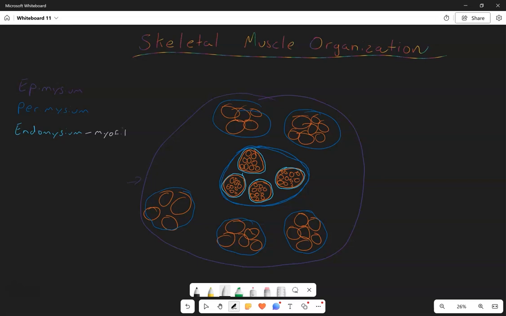Your endomysium surrounds a myofiber, your perimysium surrounds a fascicle, and the epimysium surrounds the entire muscle. So you have three layers of connective tissue, and that groups the individual muscle cells, then groups the fascicles to make the entire muscle itself.